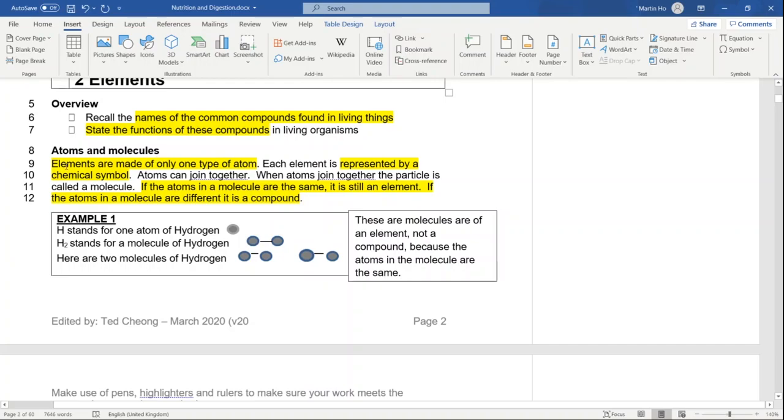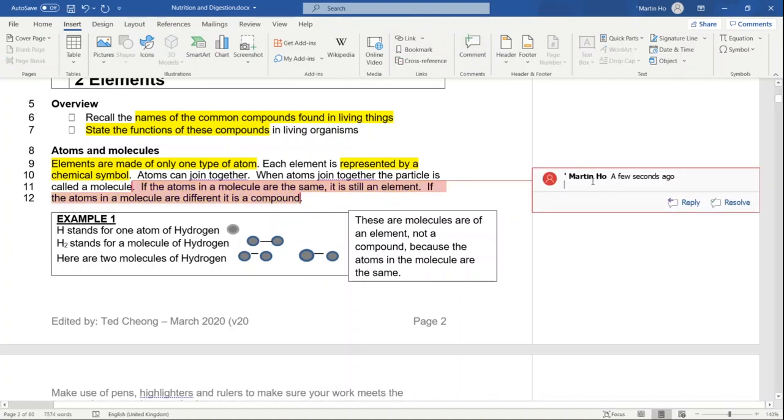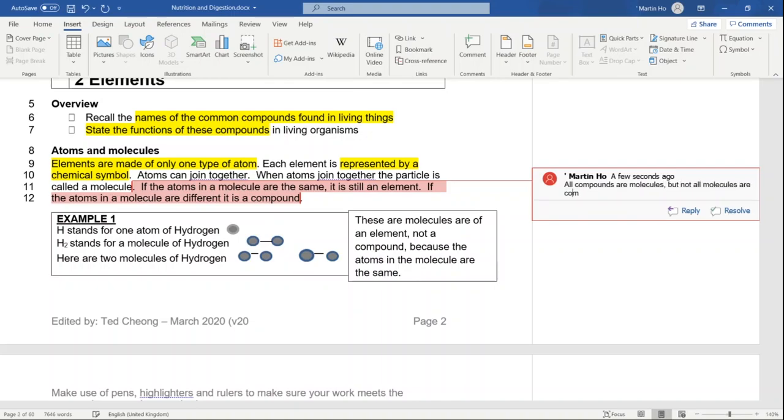Atoms and molecules. Elements are made up of only one type of atom. Each element is represented by a chemical symbol. Atoms can join together, and when atoms join together, the particle is then called a molecule. If the atoms in a molecule are the same, it is an element. If the atoms in a molecule are different, it is a compound. So, like I said in question 7, all compounds are going to be molecules, but not all molecules are compounds.